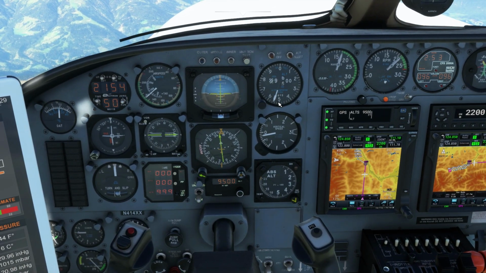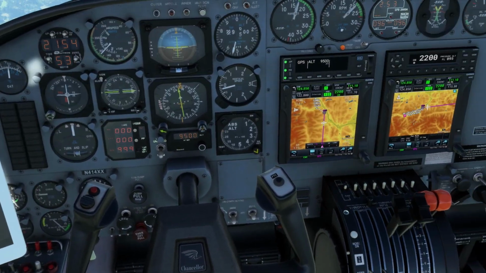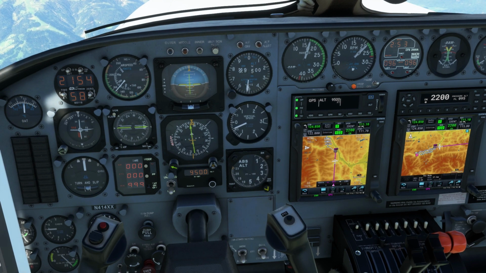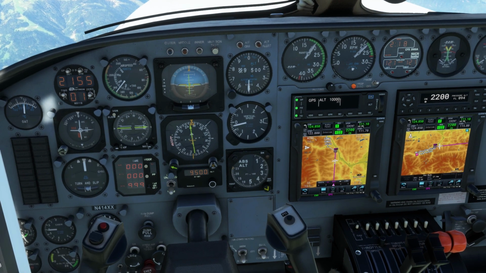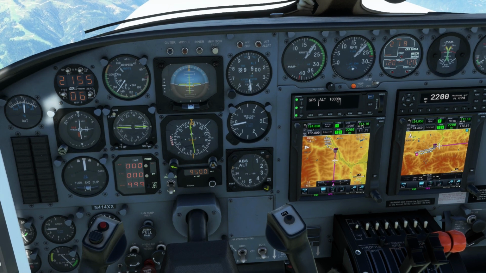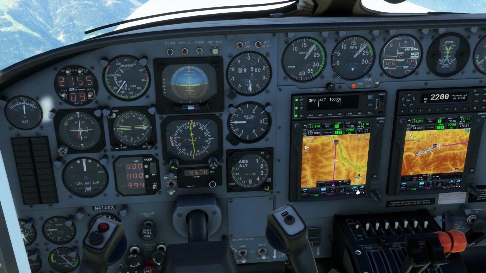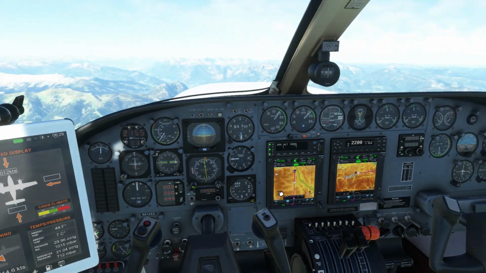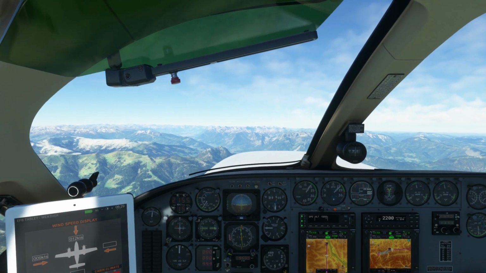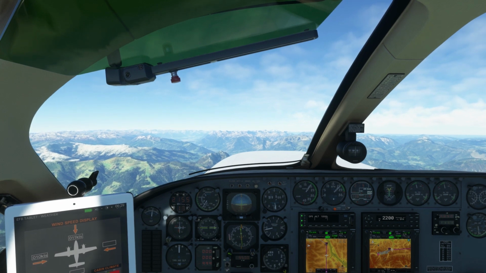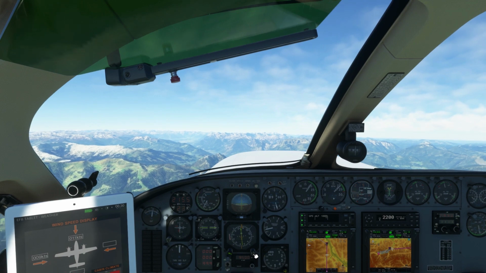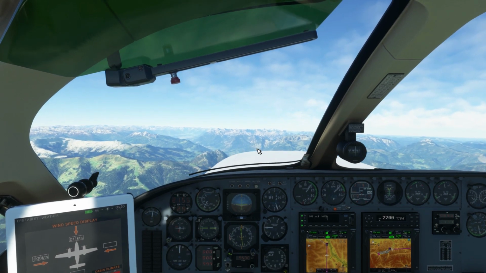Oh, would you look at this? We've got, sorry, I was thinking, why isn't it descending? Okay, let's go to 20 inches of manifold pressure. Let's just keep our speed a bit high. Okay, that was a long pause the game took.